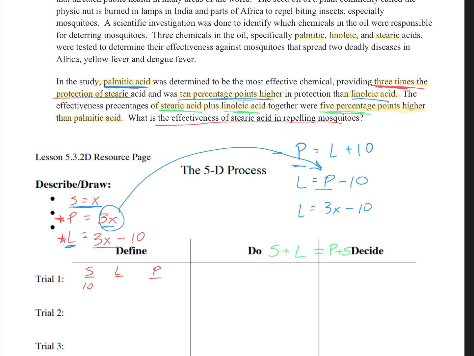Let's say that stearic acid has a 10% effectiveness against these diseases. If stearic acid has a 10% effectiveness, then linoleic acid is 3 times that 10, minus 10. So 3 times 10 is 30, and then 30 minus 10 is 20. And then palmitic acid is just 3 times stearic acid, so 3 times 10 is 30.